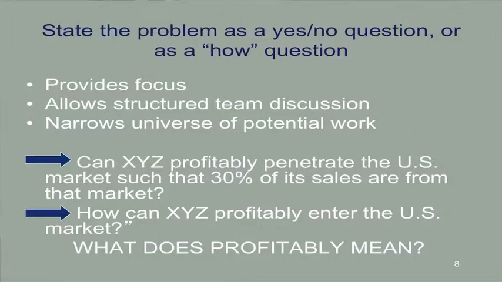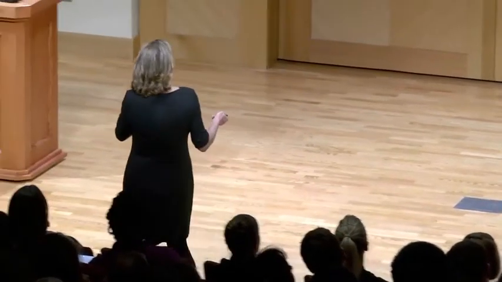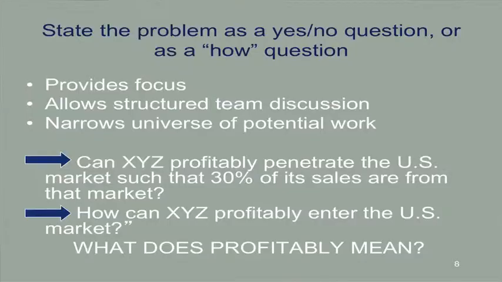So can XYZ profitably penetrate the US market such that it gets 30% of its sales from that market, okay? So then you look at what their sales actually are. If it's a small portion of the United States, you look at their product and you say, yeah, I think so. But you might also ask, how can XYZ profitably enter? That's a little more amorphous, right? I kind of prefer the yes/nos, but the how part will work also, right? So you still have to come up with a hypothesis as to how. So with yes/no, the hypothesis is a little bit easier, but with the how part, you're going to get to the same place anyway.